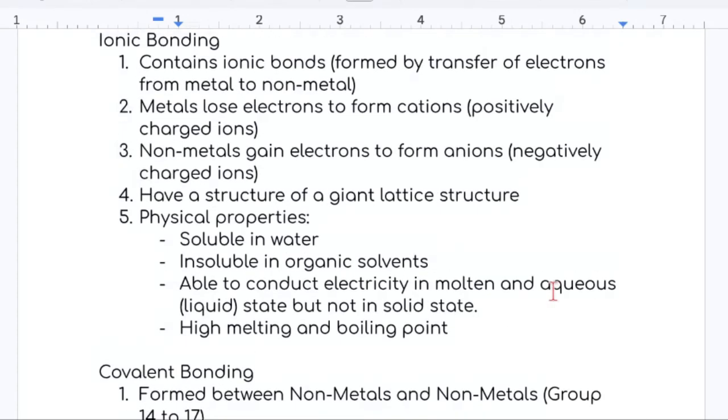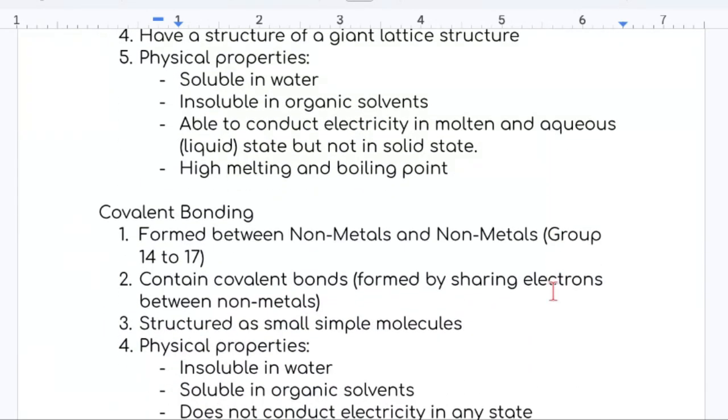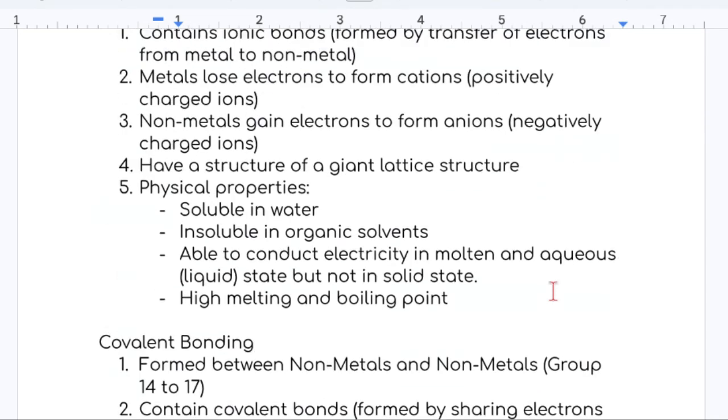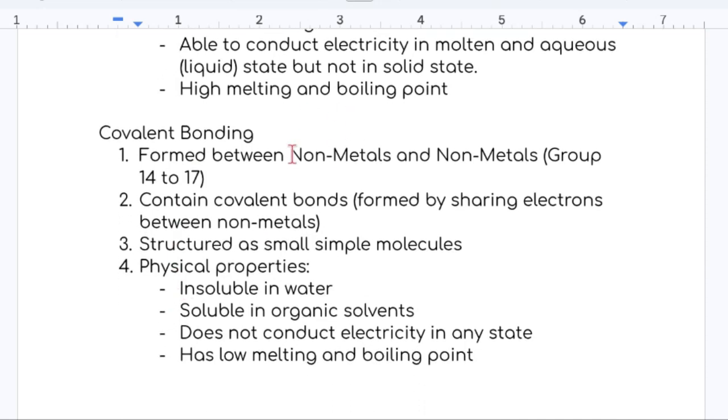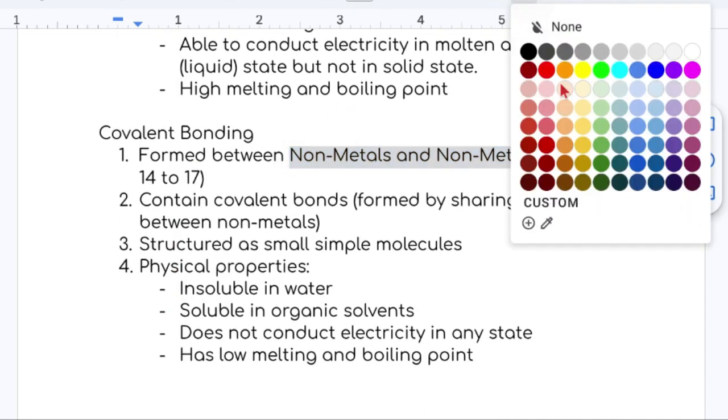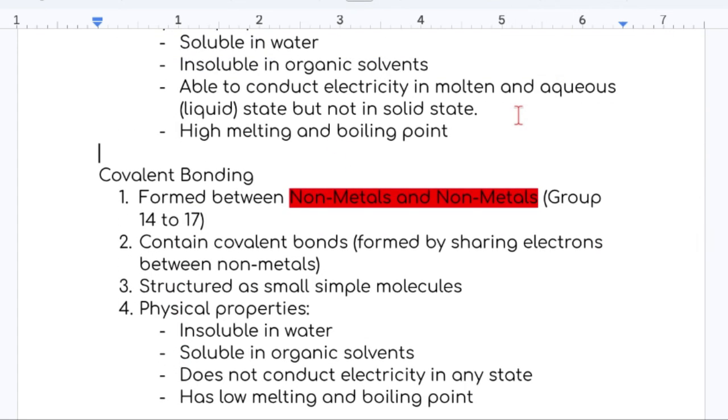Okay, so before I move on, let me just show you the differences between these two. So over here, we read that ionic bonds are between metal and non-metals, but for covalent bonding, it's between non-metals and non-metals.